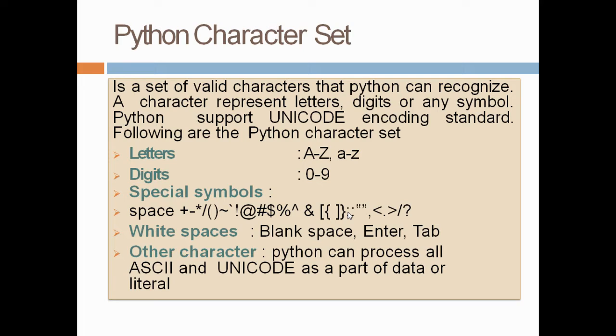That is the letters from capital A to capital Z and small a to small z. Digits from 0 to 9. Special symbols, that is space, plus, minus, multiply, divide, parenthesis, tilde, single quotes, exclamation, at the rate, and so on. White spaces such as blank space, enter, tab. Other characters: Python can process all ASCII and Unicode characters as a part of data or literal.